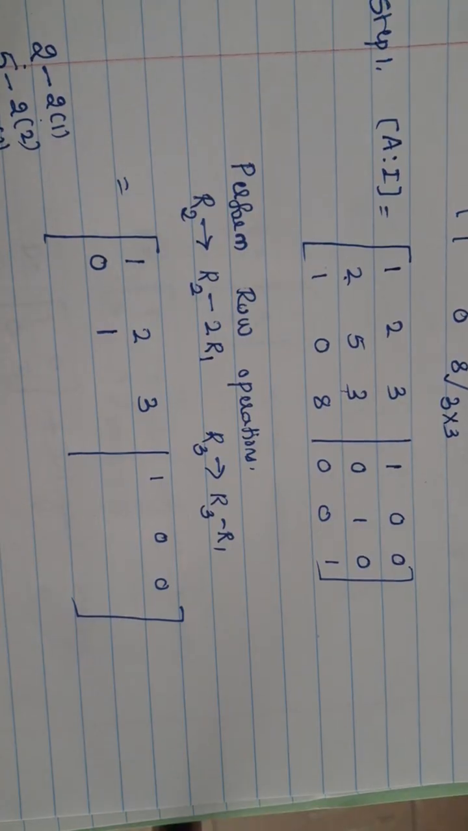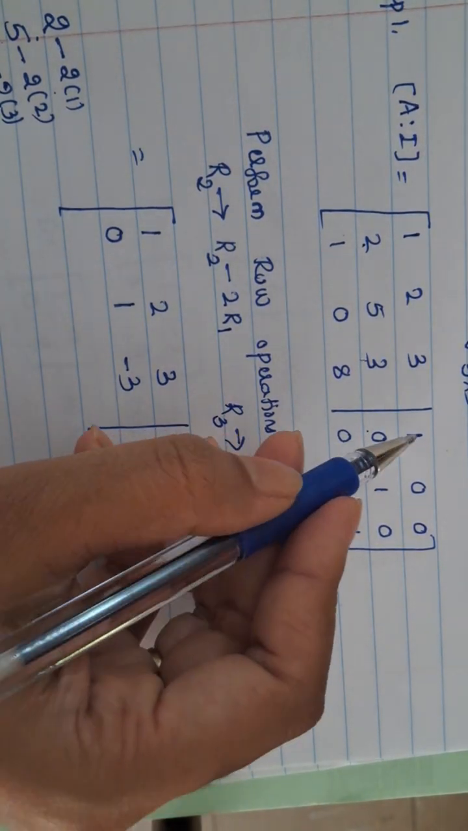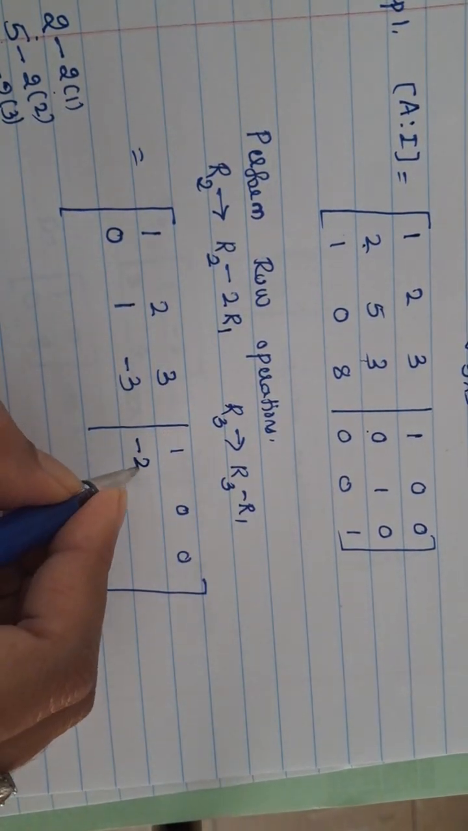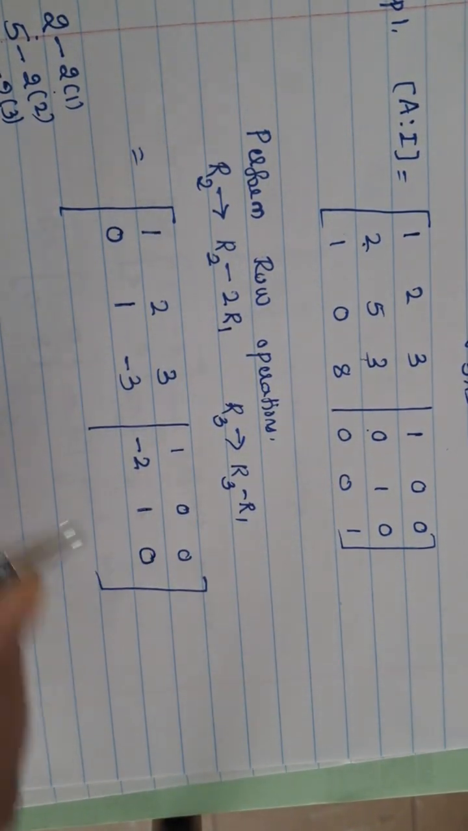That will give you 3 minus 6, which is equal to minus 3. And similarly do the operations. 0, it's simple. 0 minus 2, that is negative 2. And 1 minus 0, it is simply 1. With 0, it is again 0.